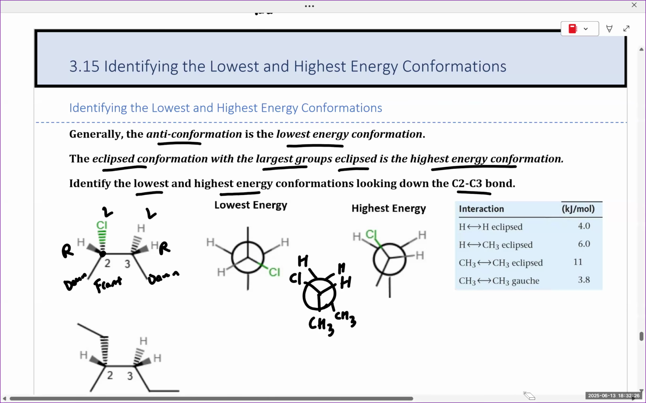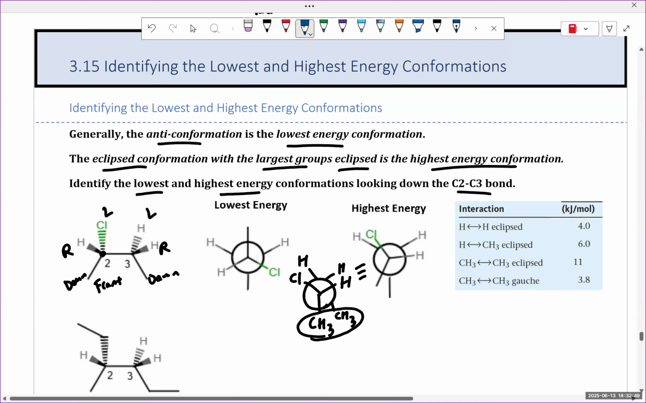Okay, so here we go. Here's our initial Newman projection, and as you can see, we have all of our substituents eclipsed, and we have the largest substituents eclipsed. So this directly matches the highest energy conformation. If we wanted to ensure that these methyl groups were as far apart as possible, we're going to rotate this carbon-carbon bond 180 degrees so that these methyl groups are anti to one another.